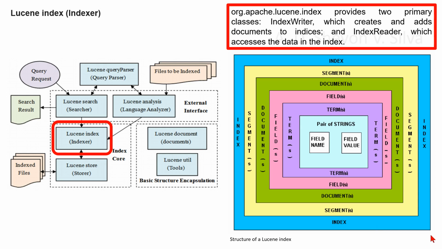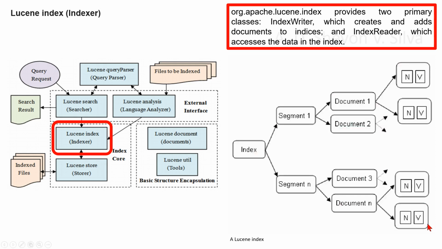Here you can see the index. Segments are inside the index, documents are inside segments, and fields are in documents. Terms are in fields, and a pair of strings is in a term. Field name and field value are in the pair of strings.